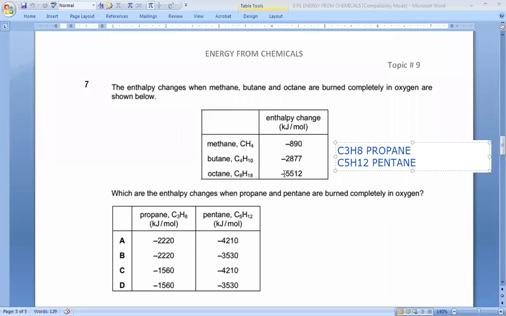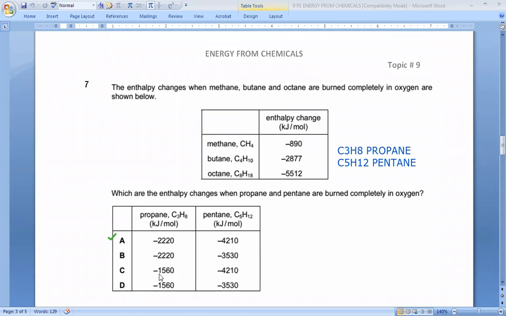The pentane value should be less than 5512 but greater than 2877, because after butane we have pentane, and before butane we have propane. Option A is correct for this question. The reason is butane's value is minus 2877, while propane has fewer carbons, so about minus 2220 can be assumed. It can be fixed between methane and butane because propane has a smaller value than butane.